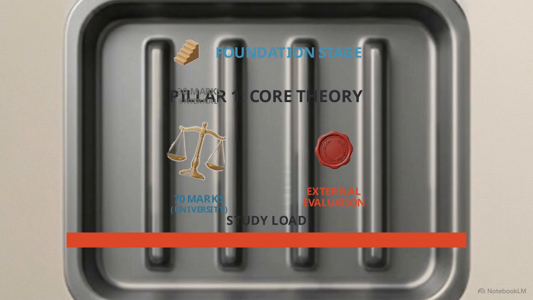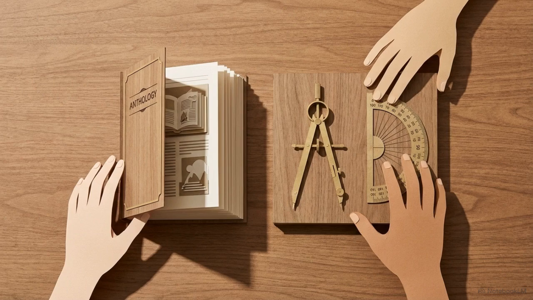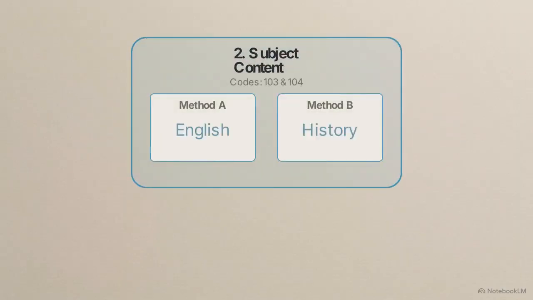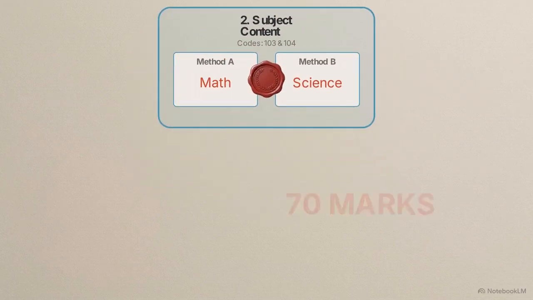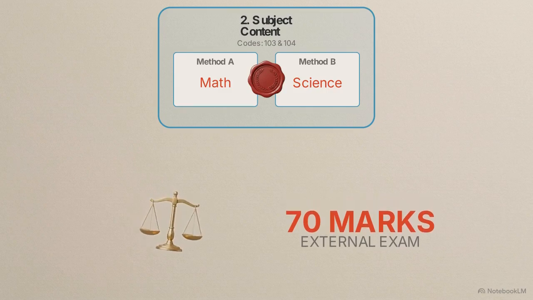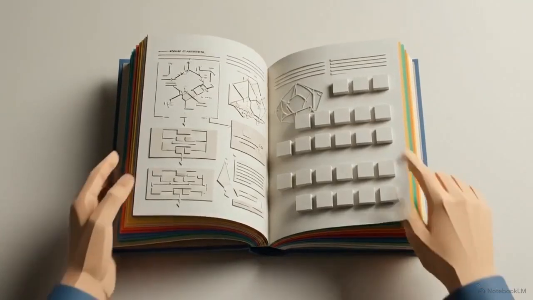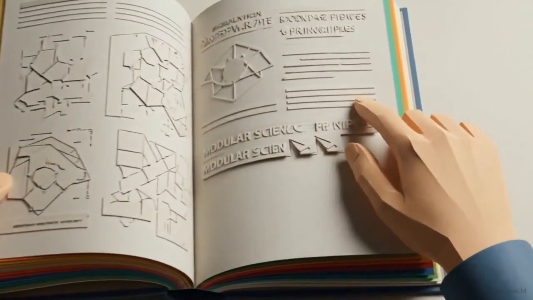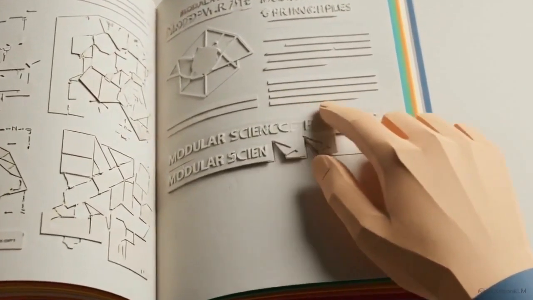way they do. Pillar 2 is subject content. This is where you select the 2 specific school subjects you intend to teach professionally. Pillar 2 covers your chosen methods, like English and history, or math and science. Like the theory papers, these are also weighted at 70 marks for the external university exam. In this pillar, you will study school-level textbooks from cover to cover. You are learning the exact curriculum your students will be reading.